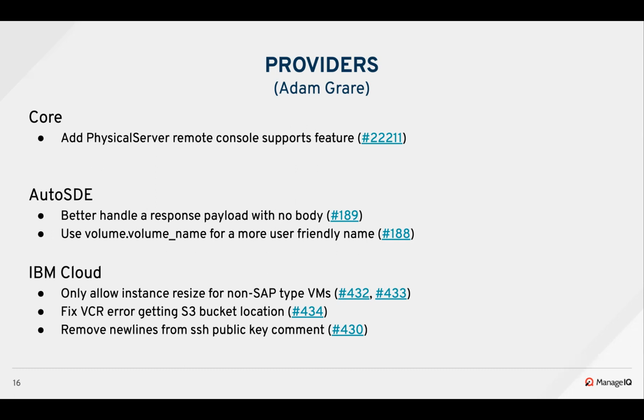We also fixed some VCR errors with some updated AWS gems. The IBM Cloud Storage has an S3 compatible API, and newer versions of the S3 gem are calling the API differently, and so that was causing our VCR to fail. It's just a quick fix to update the VCRs to represent the new URIs that are being called.